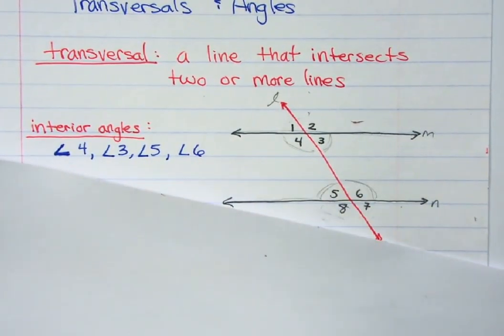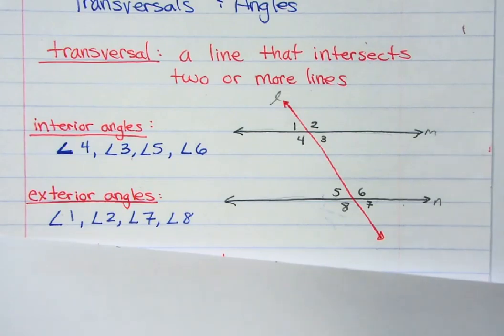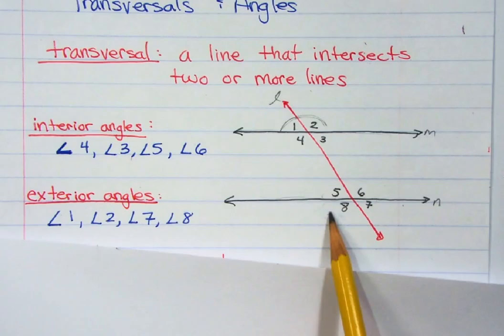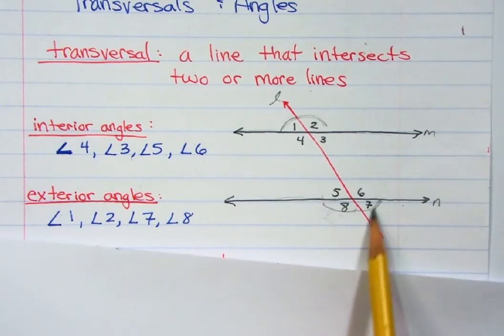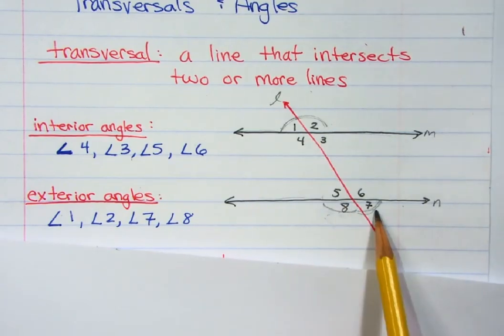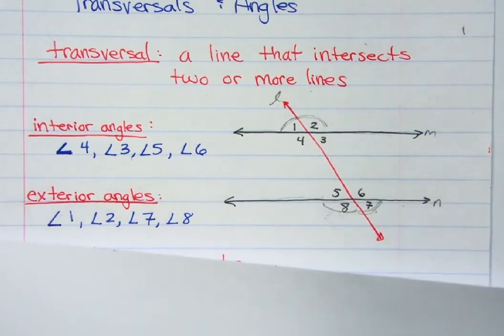Next would be exterior angles. Exterior angles, just like interior, except exterior, are going to be outside of the parallel lines. So these are called exterior angles: 1, 2, 8, and 7, all exterior angles.